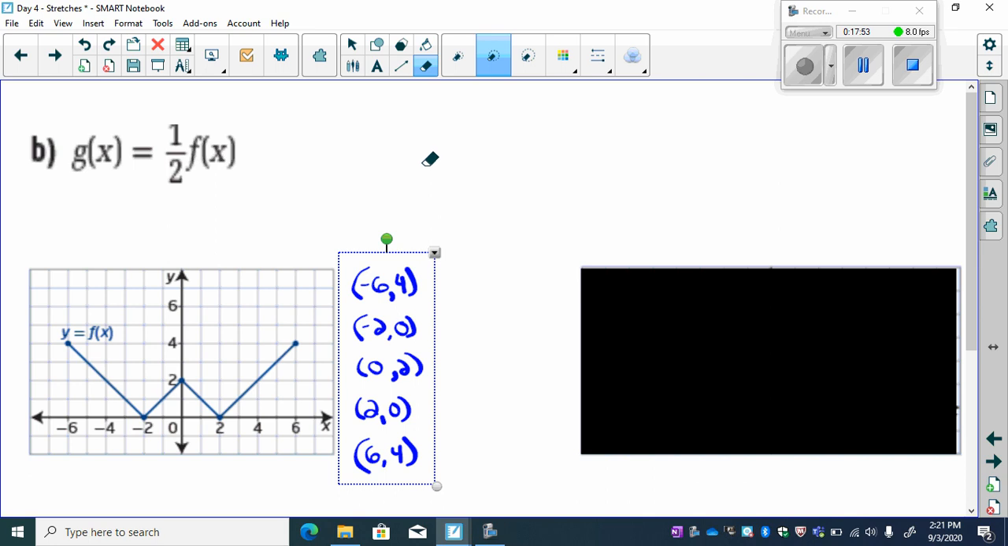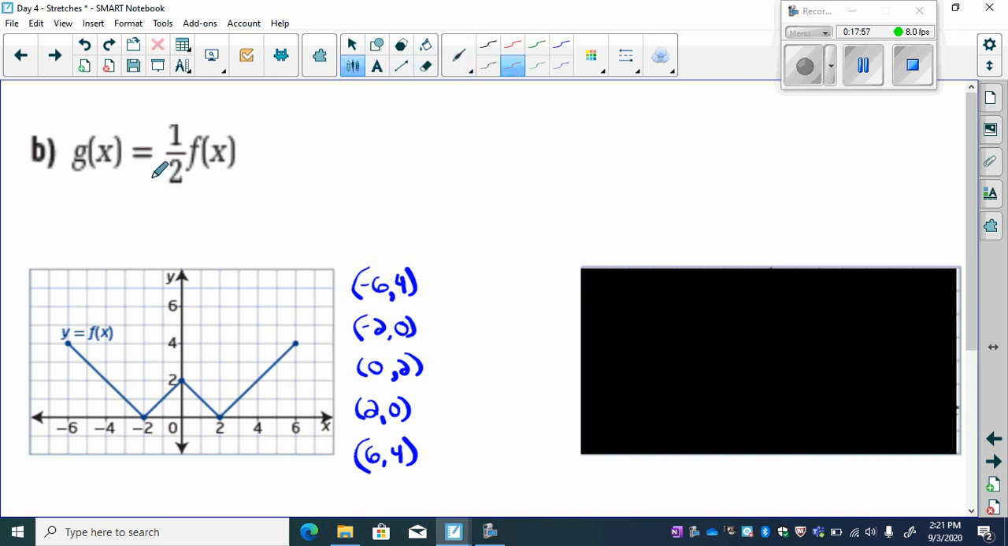Part B, I won't go through the whole thing, but notice the A value is still an A value. So A is 1/2.